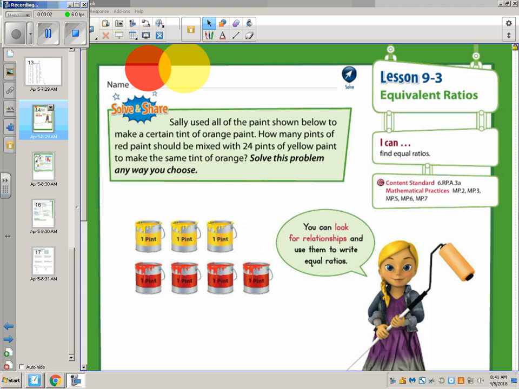Hi students, today we're taking a look at lesson 9.3, which is equivalent ratios, and that is on page 439. So make sure your book is open to page 439 and we will get started.